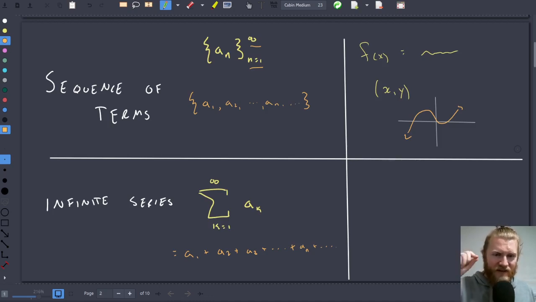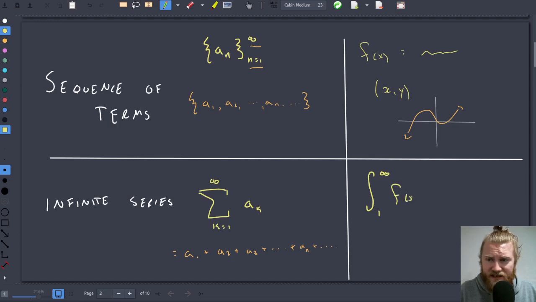Now, if an infinite series is what happens when you add up all of the sequence terms, then we can try and think about what it is when we add up all of the values in a function. And that is an integral. And so we can compare that infinite series to this improper integral from 1 to infinity, maybe, of f of x dx. And then we can say, well, we really don't do that, right?